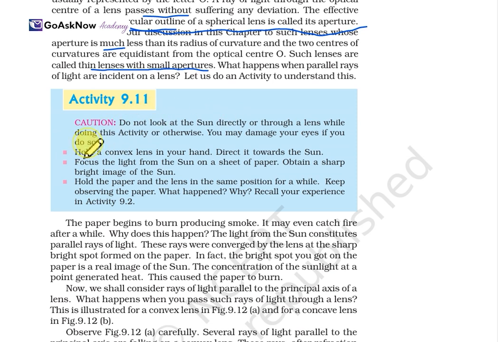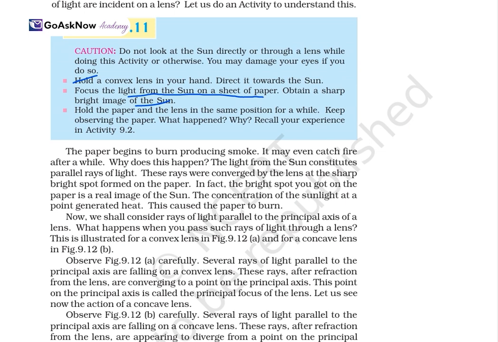Hold a convex lens in your hand and direct it towards the sun. Focus the light of the sun on a sheet of paper and obtain a sharp, bright image of the sun. Hold the paper and the lens in the same position for a while. Keep observing the paper. What happened, and why? Recall your experience in the activity. This is how you can use the convex lens with the help of sunlight. The paper begins burning, producing smoke, and it may catch fire after a while.